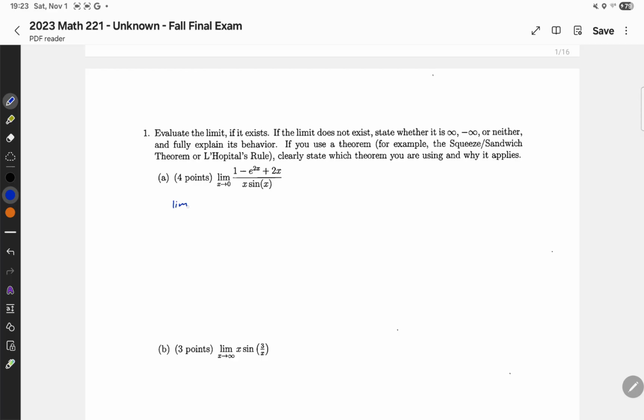We have the limit as x approaches 0 of 1 minus e to the 2x plus 2x, all of that over x sine x. So for these limits, the first thing you always want to try is just plugging in whatever value you're given. In this case, we have 0, so we have 1 minus e to the 0 plus 0, all over 0 sine of 0. This will simplify: 1 minus e to the 0 is just 1. We can ignore this other 0. And on the bottom, 0 sine 0 is just 0. This just gives us 0 over 0, which is one of our indeterminate forms.